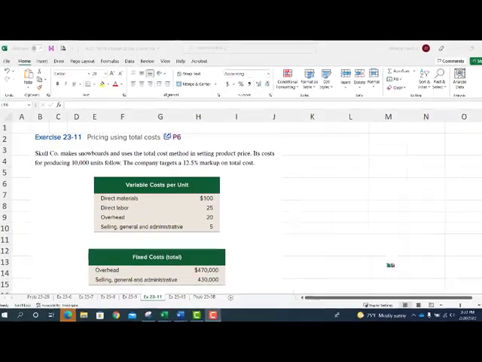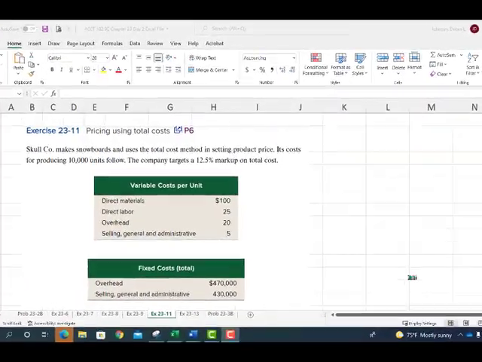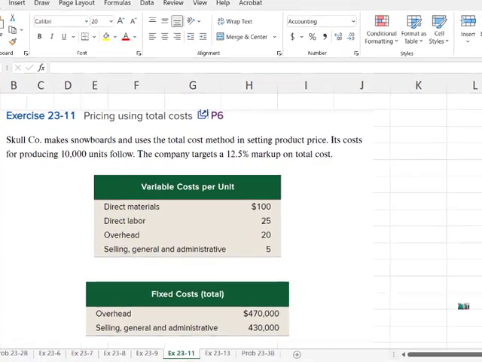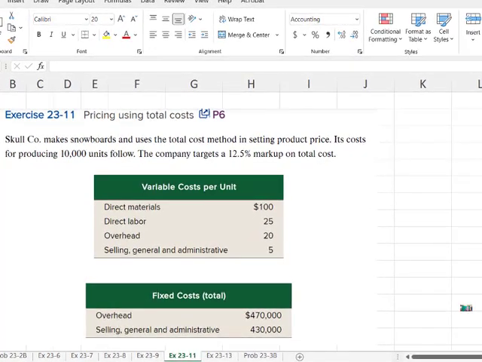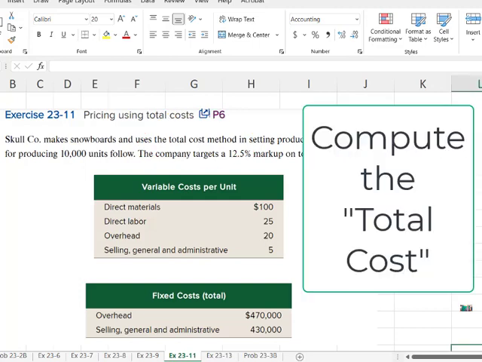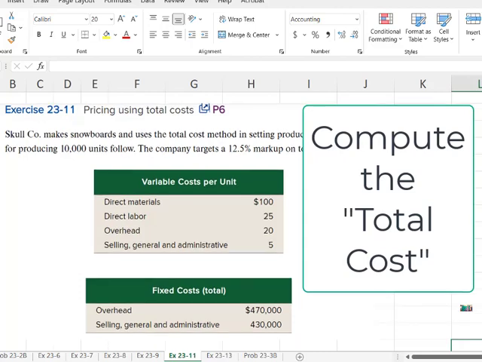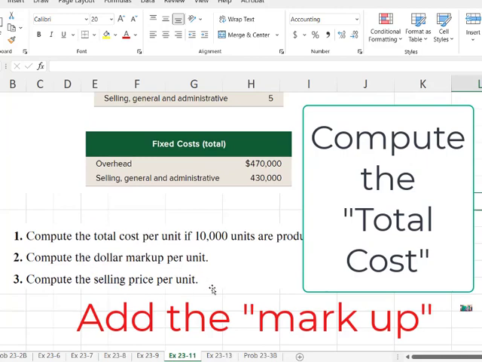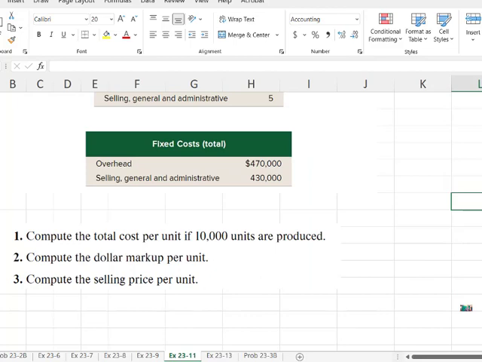Let's give this exercise a shot. We'll be using the total cost concept, which is often used by price setters. It says school company makes snowboards and uses the total cost method. Its cost for producing 10,000 units follow. The company wants a 12.5% markup. So they give you the variable costs, they give you the fixed costs, and they ask you to compute the total cost, the markup, and the selling price. Go ahead and give it a shot, and I'll be back with the answer.